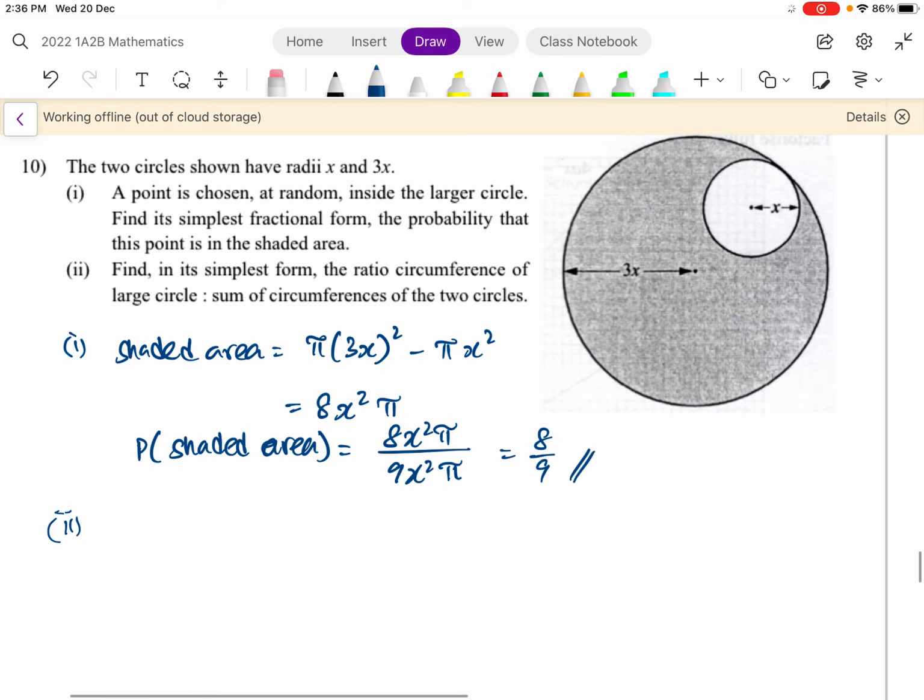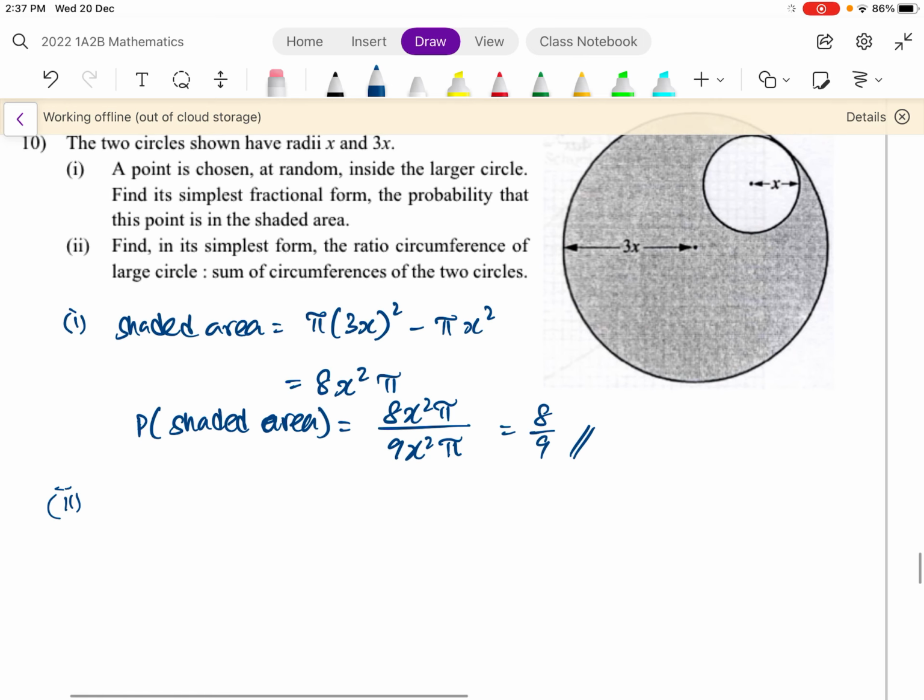Okay, so part 2 is no longer probability, it's just ratio. So give it a try. The answer is actually 3 to 4.